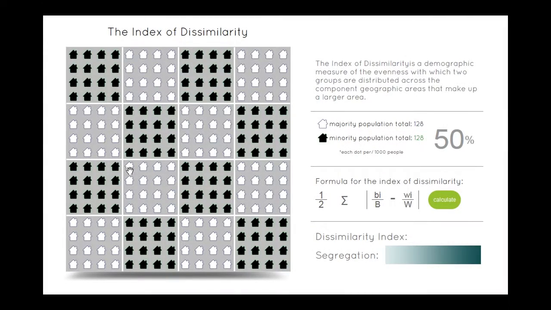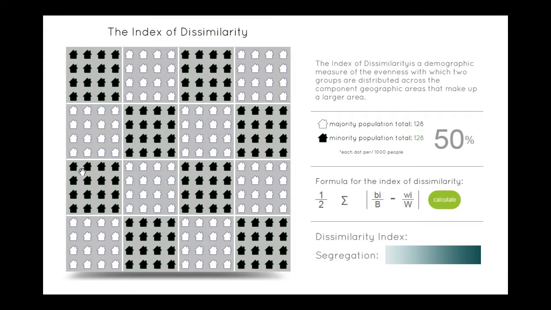In this lab, you'll be working with this learning object, which is to help you understand how we put a number on segregation. How do we measure dissimilarity? This learning object is not intended to oversimplify a complex issue, but it is simply intended to help you understand how to use this formula.